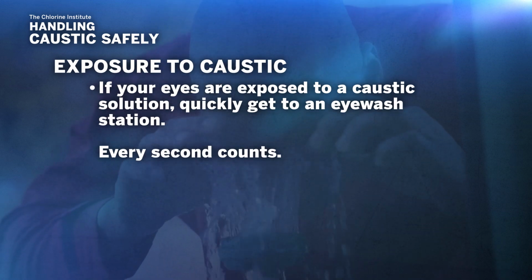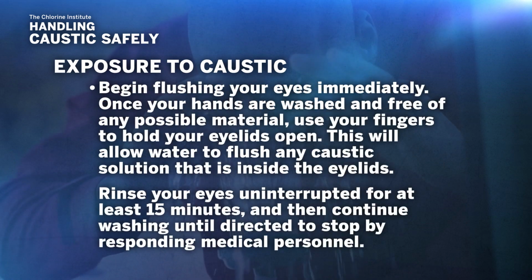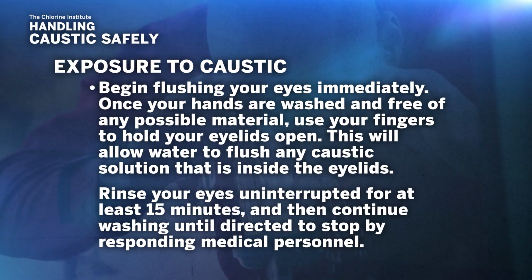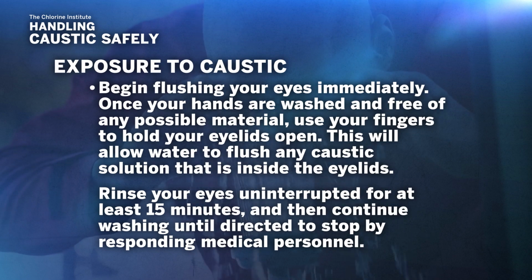If your eyes are exposed to a caustic solution, quickly get to an eye wash station. Every second counts. Begin flushing your eyes immediately. Once your hands are washed and free of any possible material, use your fingers to hold your eyelids open. This will allow water to flush any caustic solution that is inside of the eyelids. Rinse your eyes uninterrupted for at least 15 minutes, and then continue washing until directed to stop by responding medical personnel.